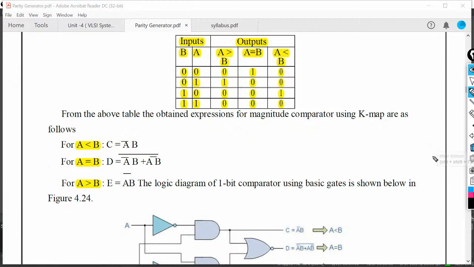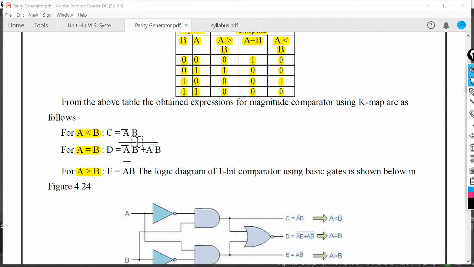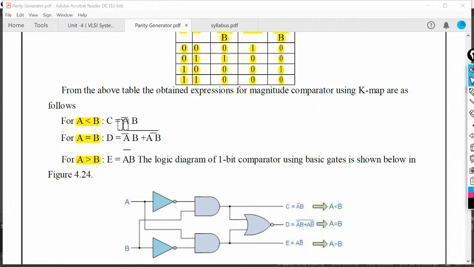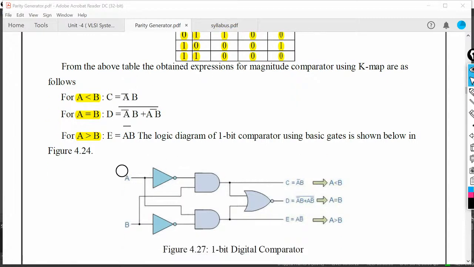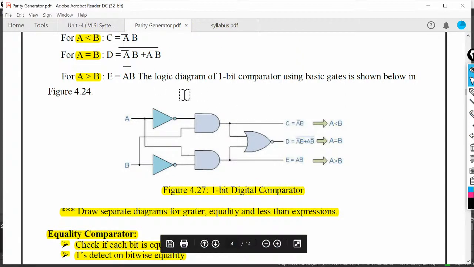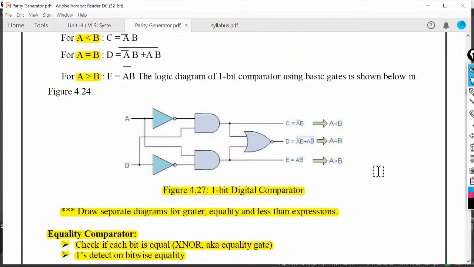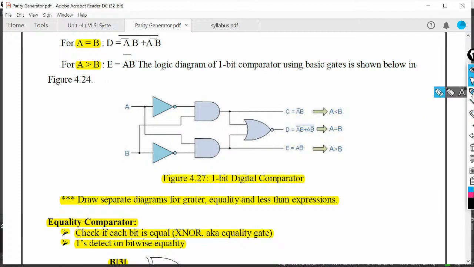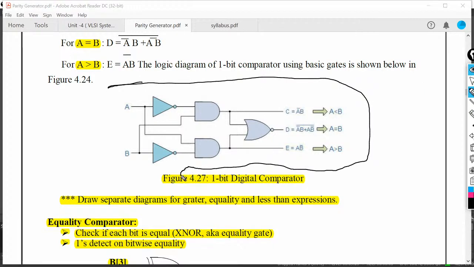So according to the truth table, we get three different outputs. And by using these equations, if we implement a gate level design, this gate level design is represented here. This one is the gate level design, and it is made with the help of these three equations.